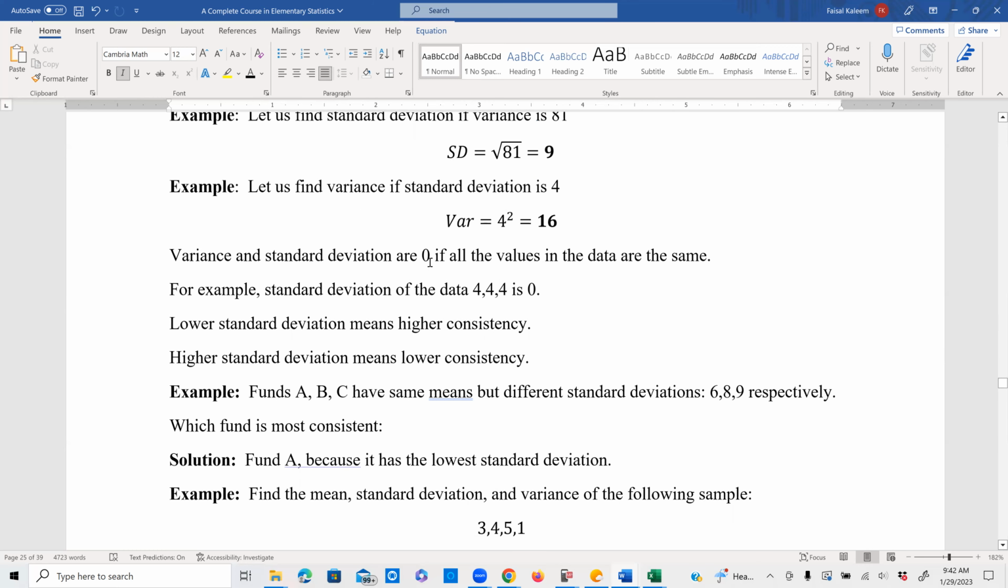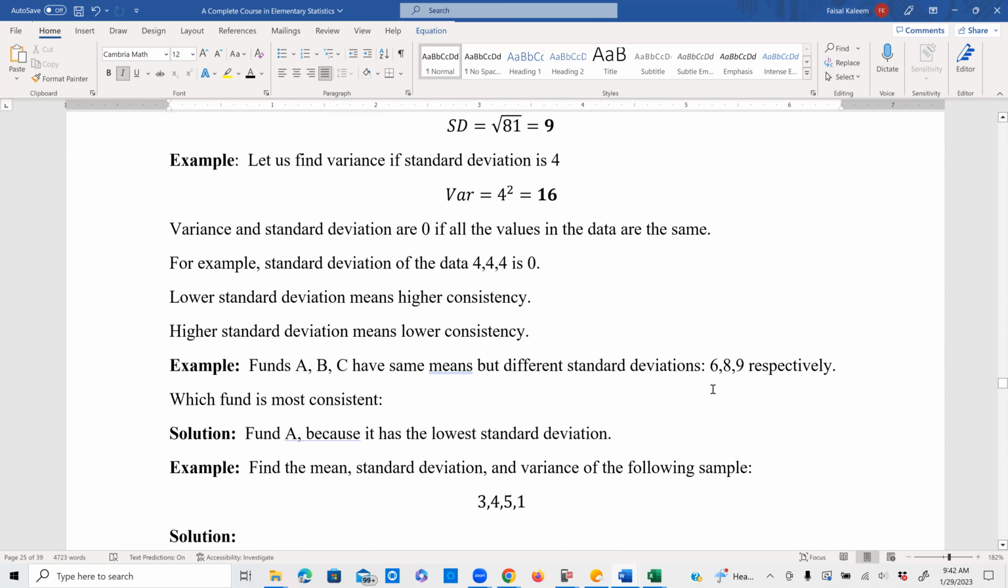Variance and standard deviation are 0 if all values in the data are the same. So for example, if all the values are 4, 4, 4, then the standard deviation, variance, and range are all 0. Lower standard deviation means higher consistency. Higher standard deviation means lower consistency. So if you have 3 funds with 3 different standard deviations, then the fund with the lowest standard deviation would be the most consistent. In this case, fund A will be the most consistent.